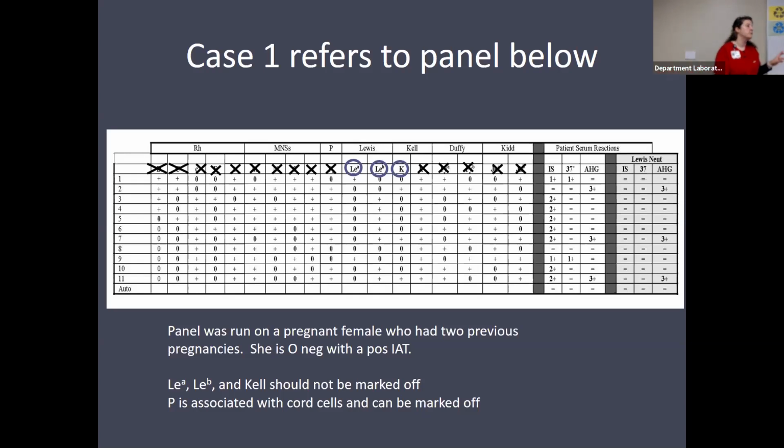Because Lewis A and Lewis B are not associated with crossing the placenta and causing hemolytic disease of the newborn, most clinical blood banks are not going to phenotype for Lewis A and Lewis B. If that patient needs a transfusion, they're just going to give cross-match compatible. They're not going to worry about phenotyping the donor units either, right? There are some controversies over it. If you're working in the blood bank and your SOP says to phenotype, then you have to follow the SOP. But AABB, FDA, all of those standards say that you can just give cross-match compatible. You don't have to phenotype, okay?